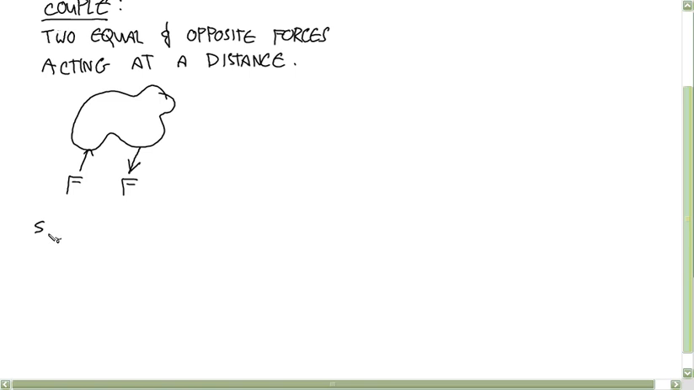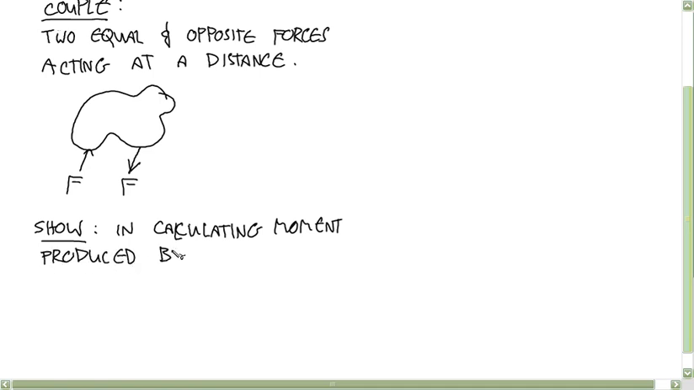So I'm going to show that in calculating the moment produced by a couple, the about point doesn't matter.